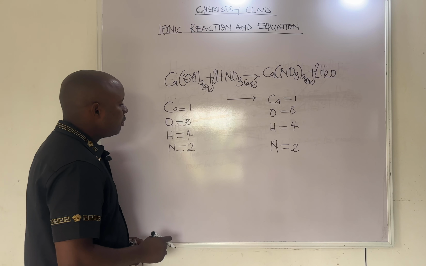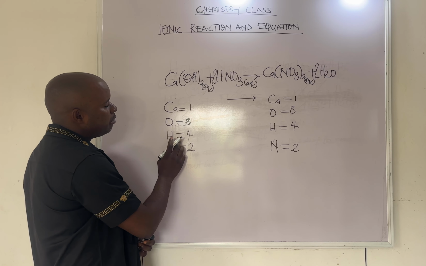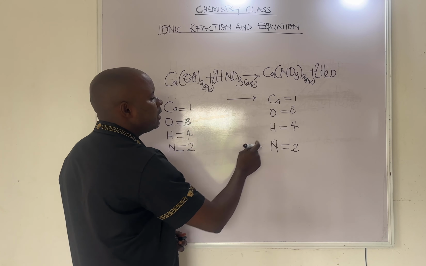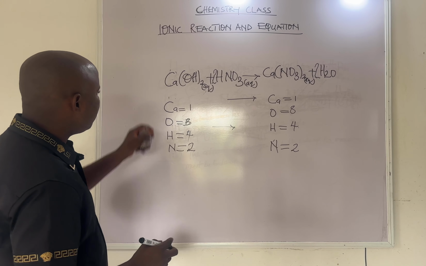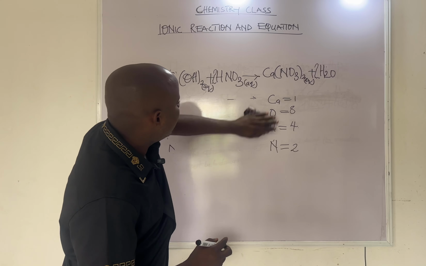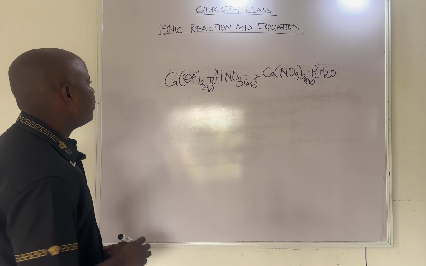So with this, the number of elements present on the reactant side and that of the product are the same. We'll say this equation is balanced. Having known this, let's move to how we can write the ionic equation of this reaction.